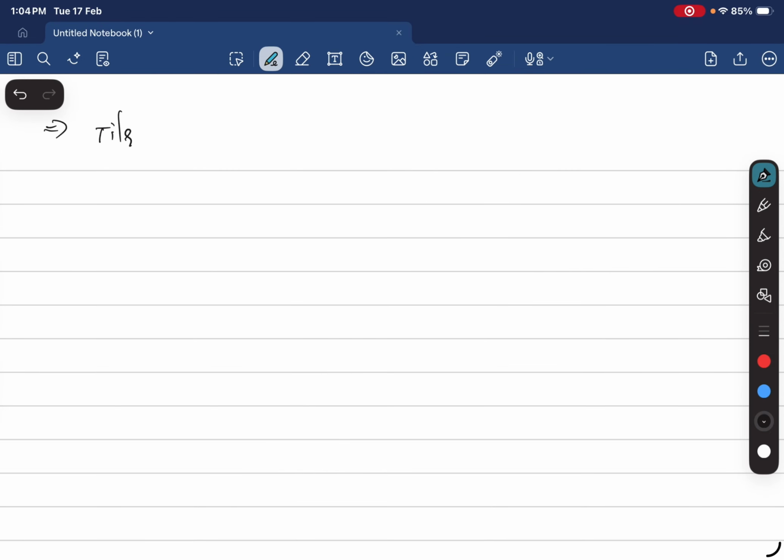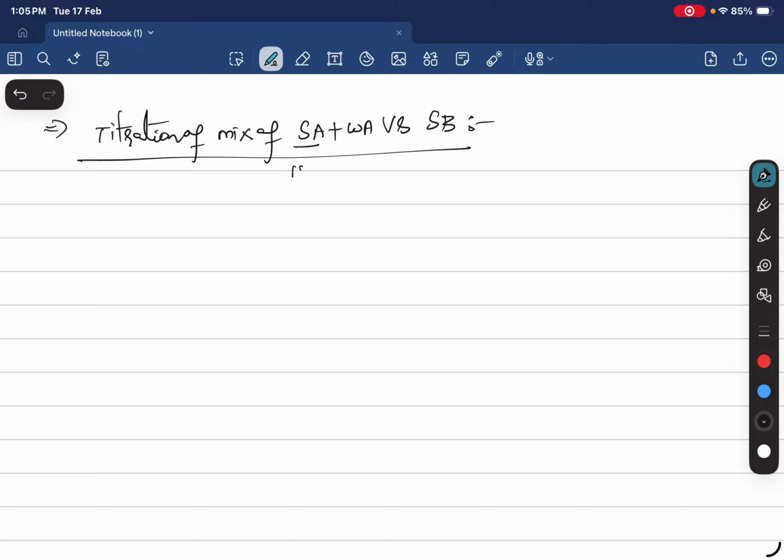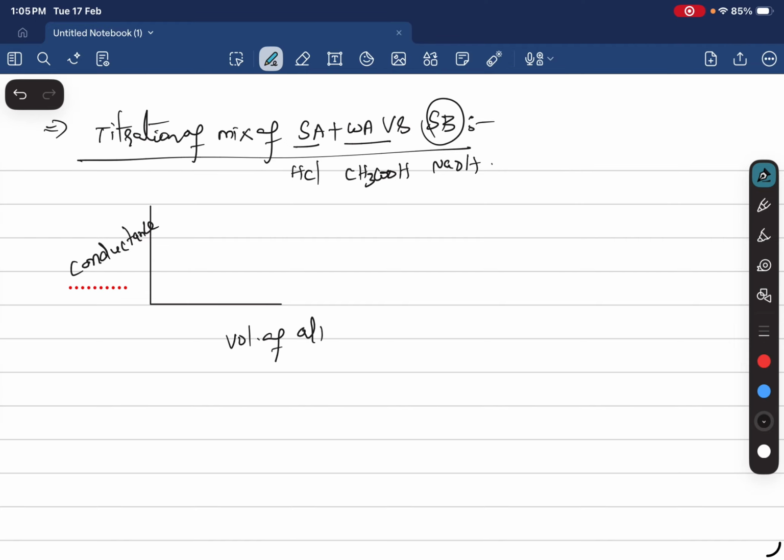So titration of a mixture of strong acid with weak acid versus strong base. A strong acid we are taking as HCl, weak acid as CH3COOH, and strong base NaOH. So how can we observe the titration graph for finding conductance? Conductance versus volume of base added, or alkali, because it is with water.